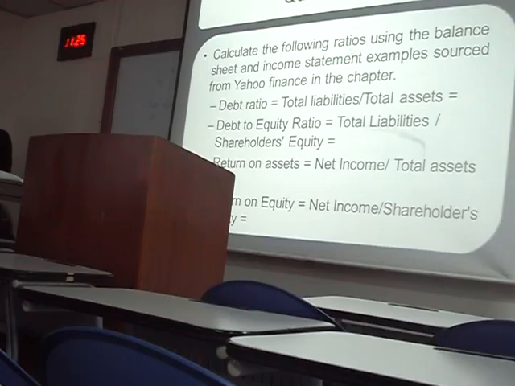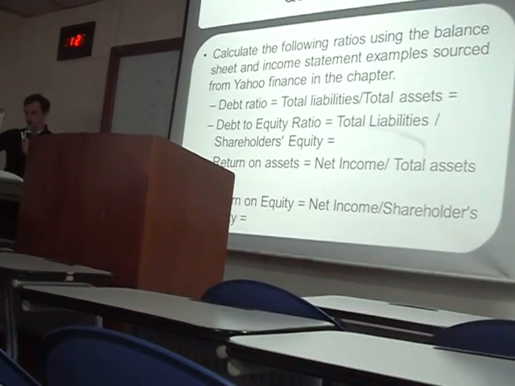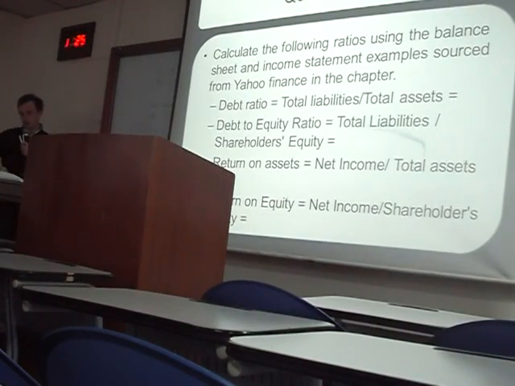So you're going to try and calculate the financial ratios using the book. In the book you have a balance sheet and an income statement. Balance sheet is on page 15. Okay. Income statement is on page 17. Okay. So look at the numbers from the balance sheet and the income statement. Find the liabilities, find the assets, find the net income, find the equity. Once you find those numbers, you can make the calculation.